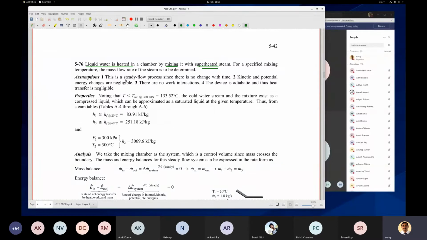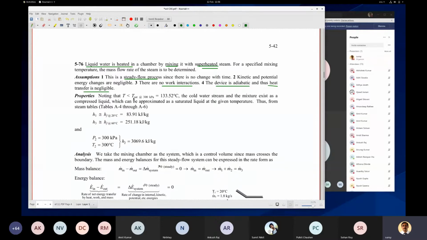So this is a steady flow process. No work, it's a fixed vessel. Now, like our water heater that we use, we don't want any loss, so it is well insulated from the outside. So it is adiabatic. Heat transfer is negligible. There is only exchange of heat between the two streams, but nothing going out.